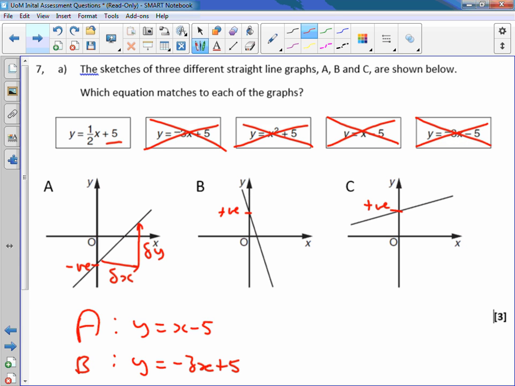However, we just need to be careful because it says sketches. So we can't guarantee that a shallow gradient on a sketch actually means that the gradient is shallow. However, in this particular instance, it does mean that. So C is going to be y equals 1/2x plus 5. Happy days. Okay, so moving on.